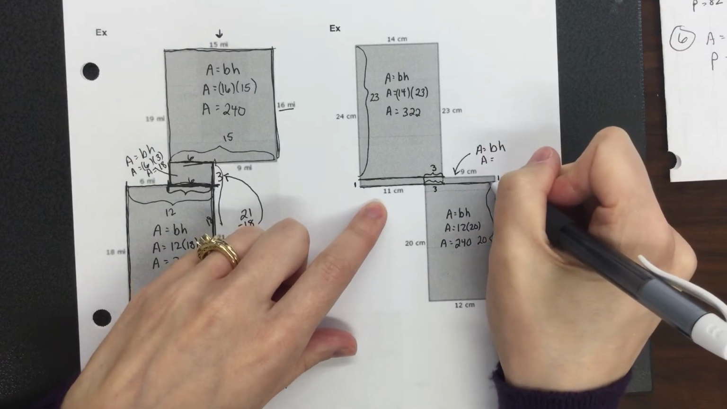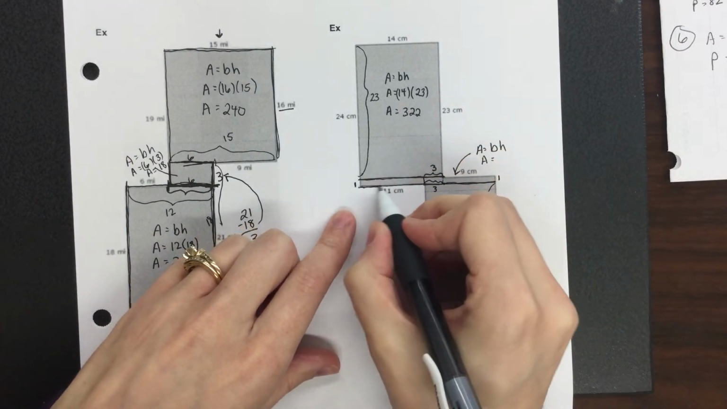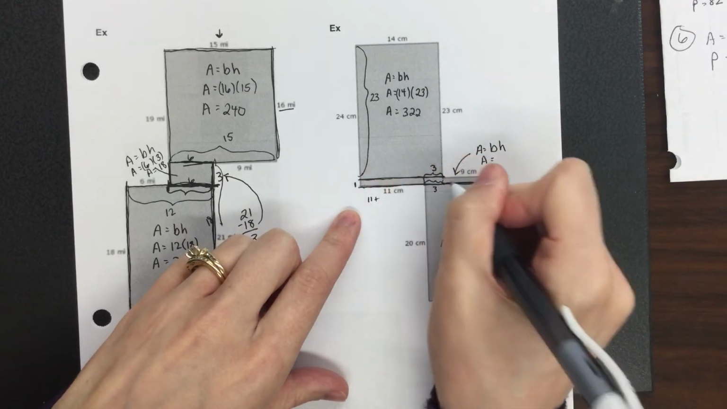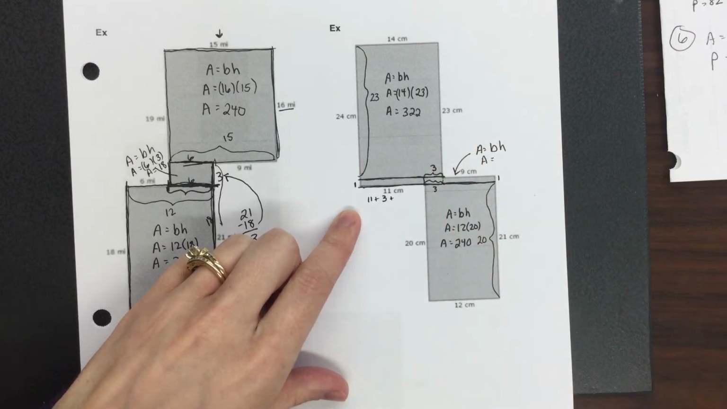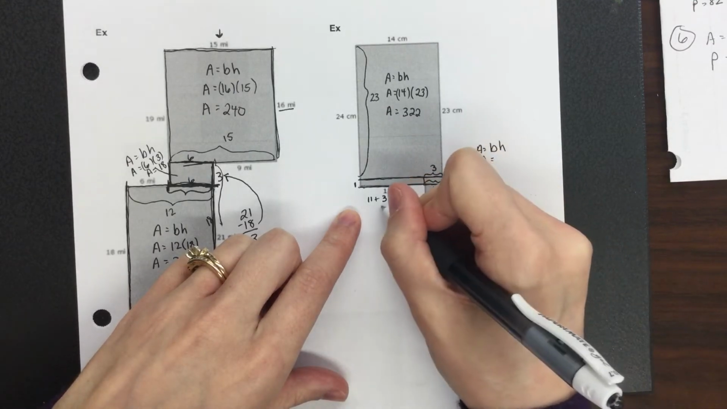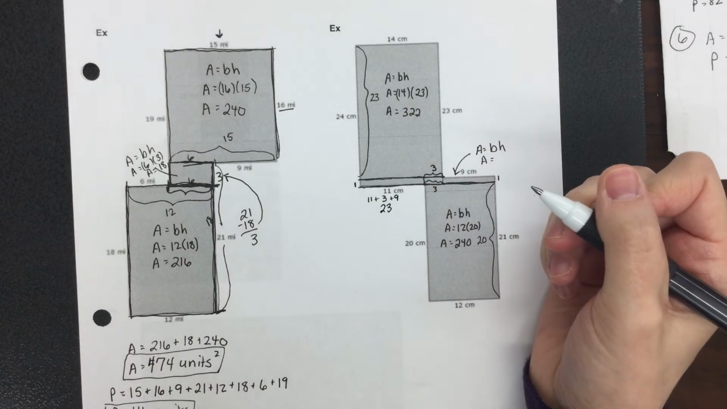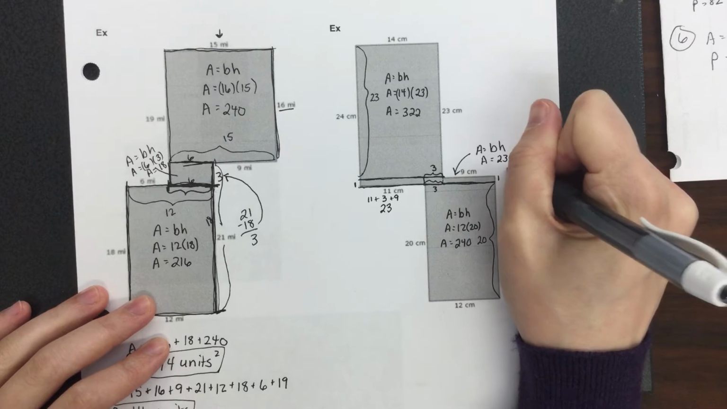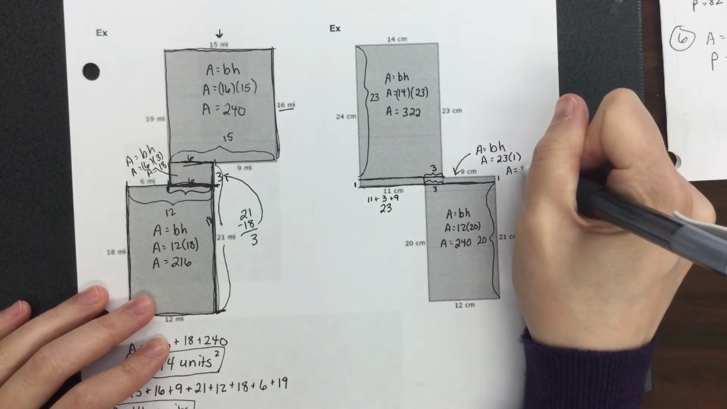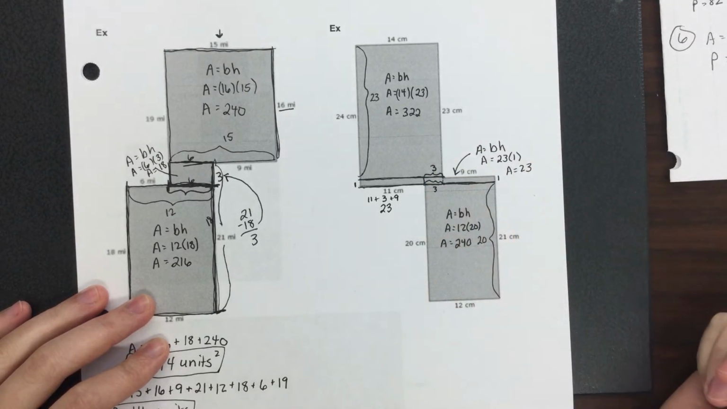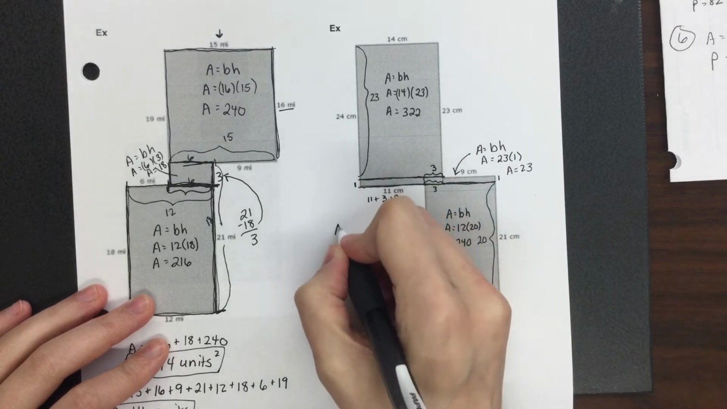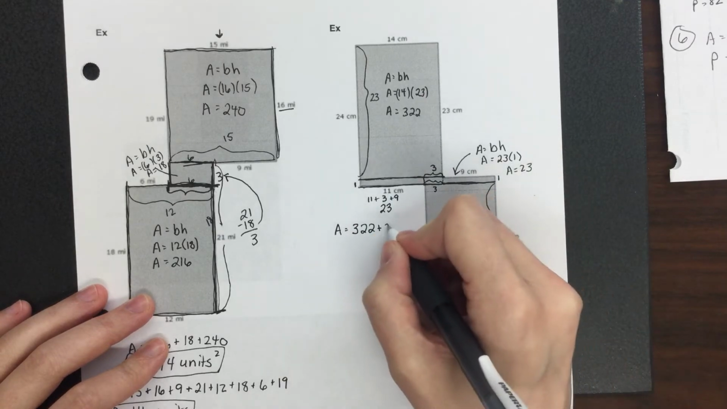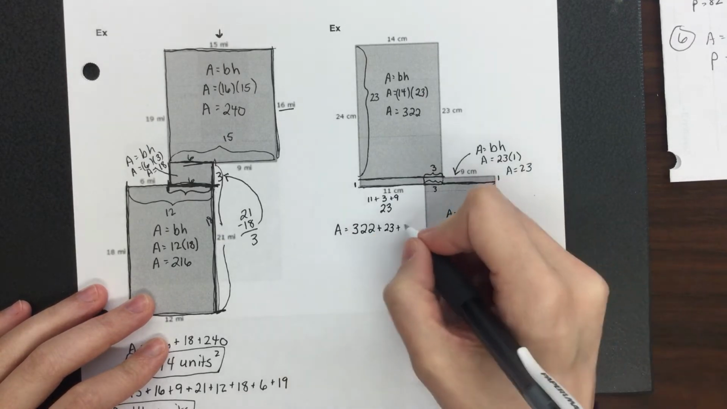So to find the base of this whole rectangle, you're going to do 11 plus 3 plus 9, and if you do that, the base of that one's going to be 23 times 1, the height, so area for that little rectangle is going to be 23 units squared. So if we find the area of the whole thing, area is going to be equal to 322 plus 23 plus 240.